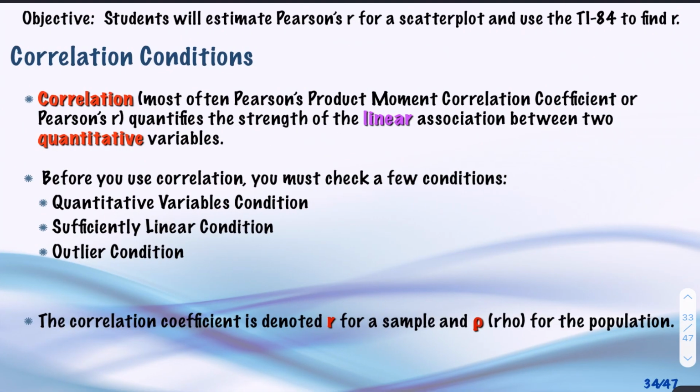So with correlation conditions, correlation, which most often we talk about Pearson's product moment correlation coefficient, that's the person that made it up, or just Pearson's R, quantifies the strength of a linear association between two quantitative variables. Before you use correlation, you must check a few things. You better be using quantitative variables, that the data is sufficiently linear, and there are no outliers. That is the outlier condition. The correlation coefficient is denoted with R for a sample and rho for a population. R, rho.